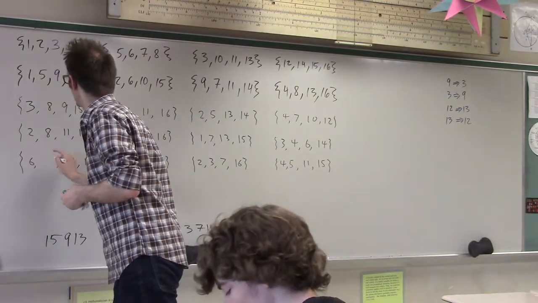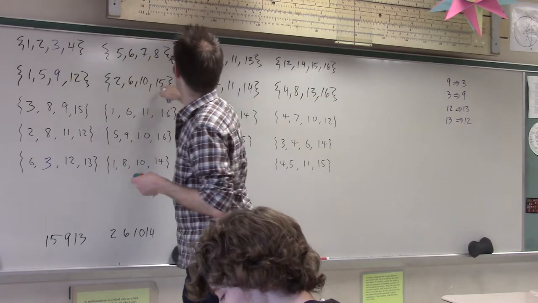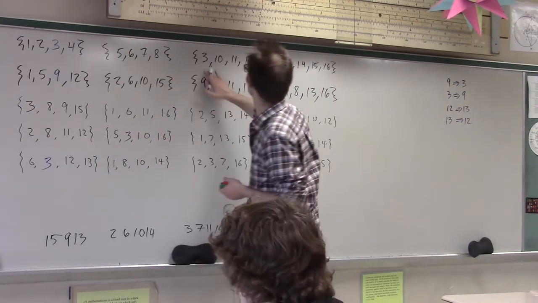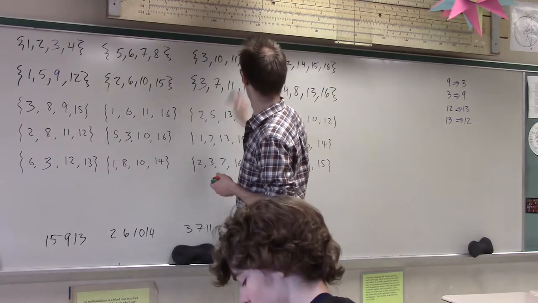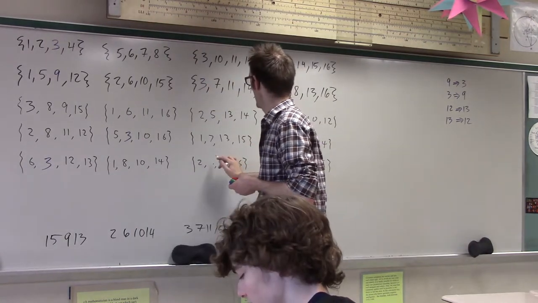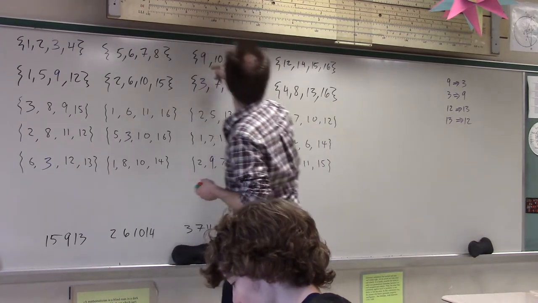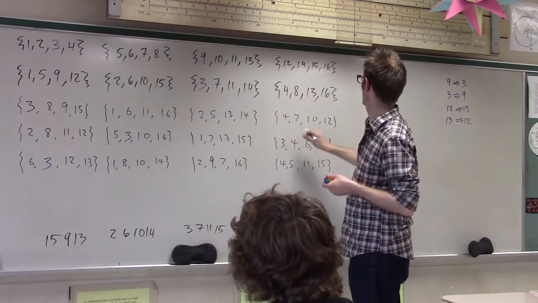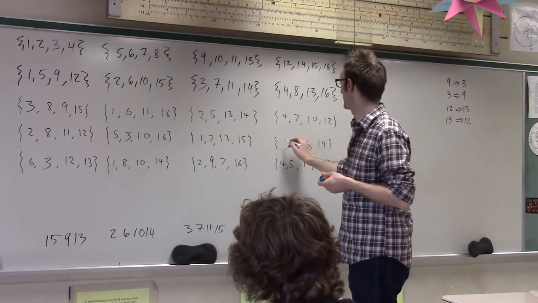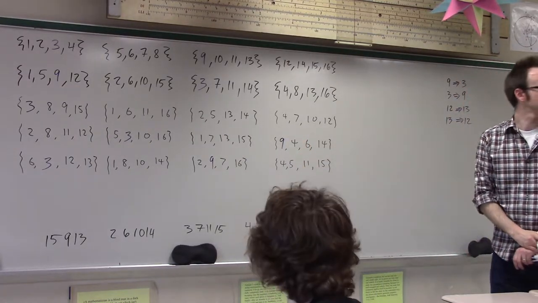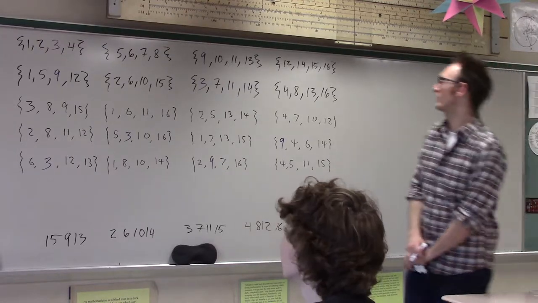This 9 is a 3. This 9 is a 3. This 9 is a 3. This 3 is a 9. The first 3 of this is a 9. This 3 is a 9. And that's it. What's wrong? Good. Alright.